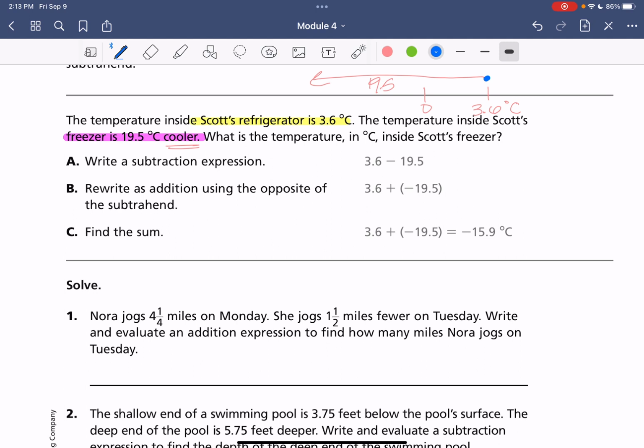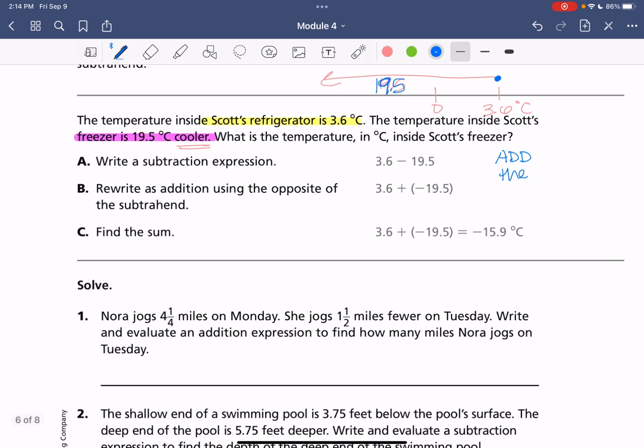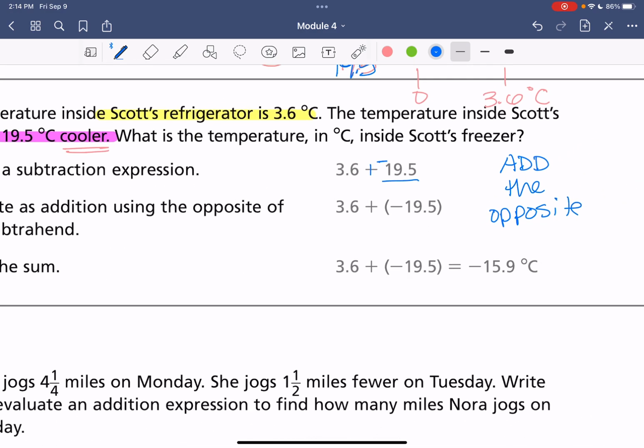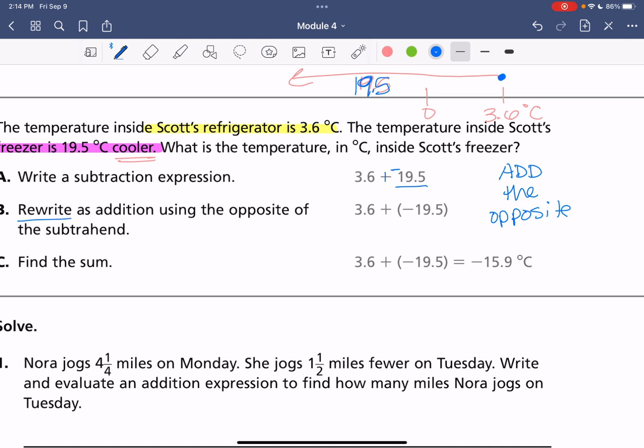We start at 3.6, and we're going to go over that 19.5. We're going to subtract that. Anytime you have a subtraction problem, you are going to add the opposite. So we had a subtraction problem. We changed it to addition, and then the opposite of the second number. So this was a positive 19.5. Now it's a negative. And they took the time to rewrite this. Super important, very helpful. Our new problem reads 3.6 plus negative 19.5.